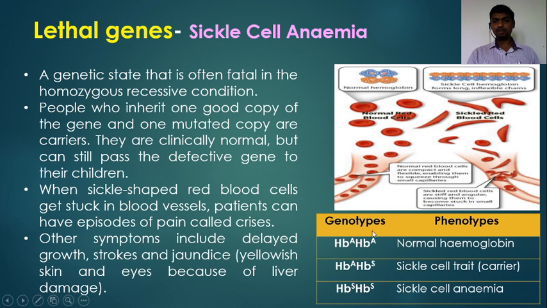The genotype of the normal person is HbA, HbA, the normal hemoglobin. If it possesses HbA, HbS, where S stands for the sickle trait, this is heterozygous, so we say it is a carrier, a sickle cell trait carrier. HbS, HbS means sickle cell anemia. This is the homozygous individual, which is not able to survive and is subjected to the disease of sickle cell anemia. This is about sickle cell anemia.